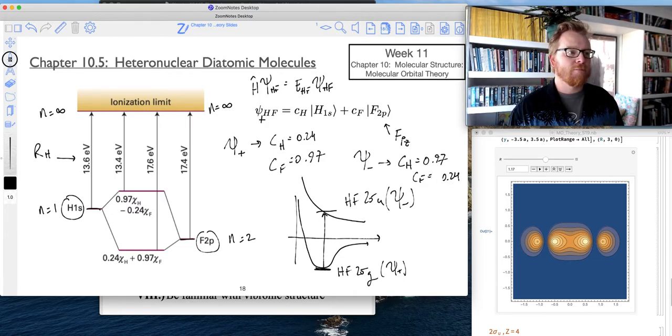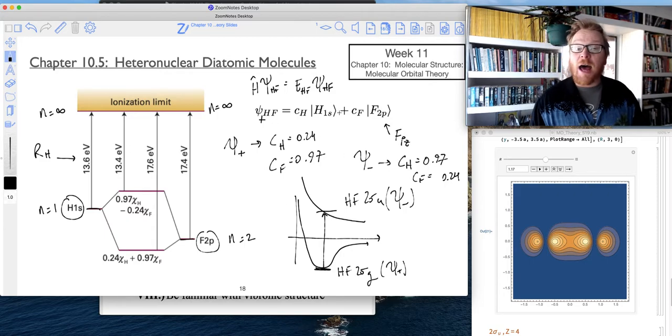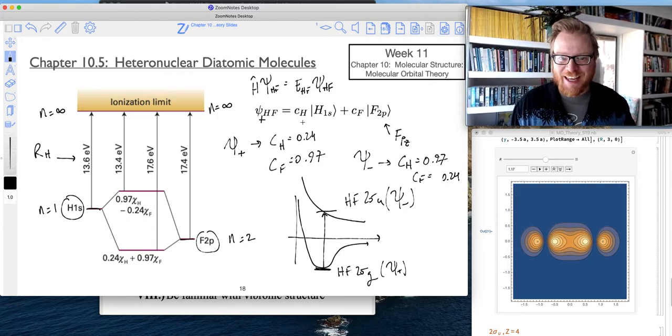Great. Like I said, there are a lot more complications in working out these energies and these coefficients. But what I want you to recognize for now is that it starts by looking at the atomic energies and trying to solve for the energy by minimizing the energy of the bonding state. That's how this all starts, by minimizing the energy of the bonding state.